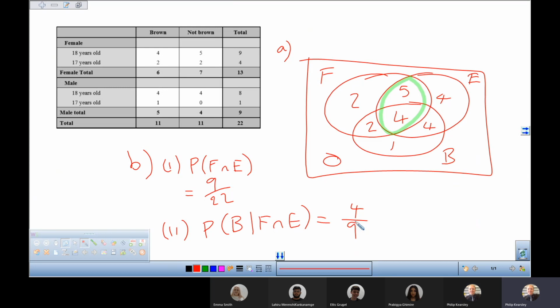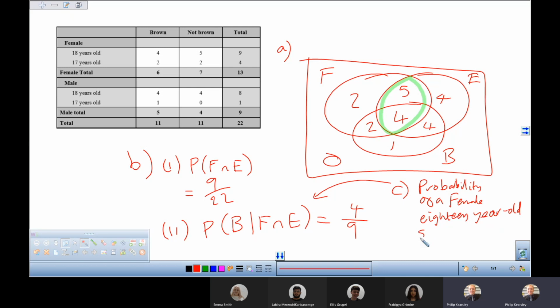What does B line F and E actually represent? Well, it's the probability, because the P notation is there. Probability of a student, of a female student, because it's F and E. So female and 18. What's the chance of them has brown hair?